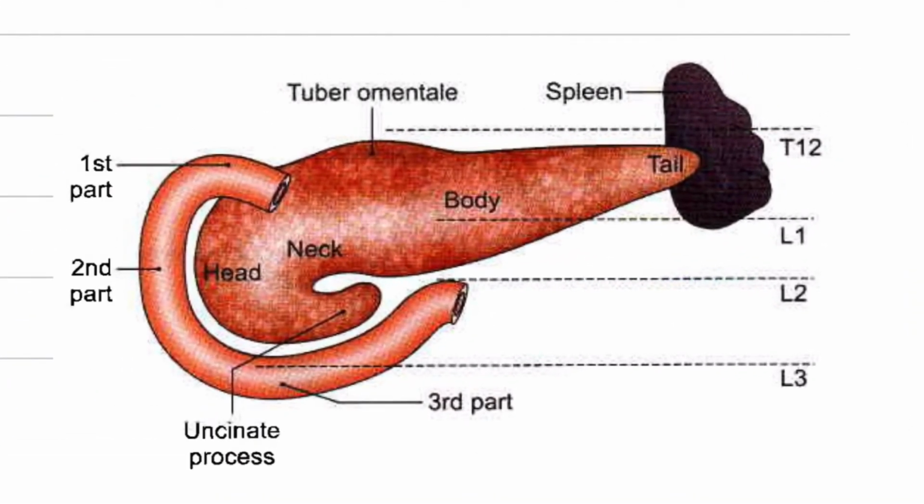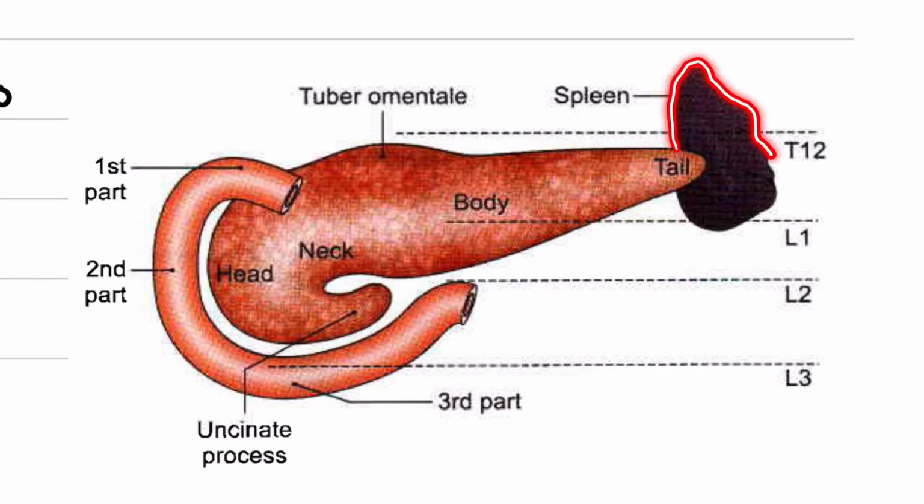First we have the head. This is the head. Next is the neck. This part is the neck of pancreas. Now we have the body, and last we have the tail. So what is this one? This is the uncinate process. It is a projection from the head of pancreas called the uncinate process. This is our spleen. The spleen is situated near the tail of pancreas.